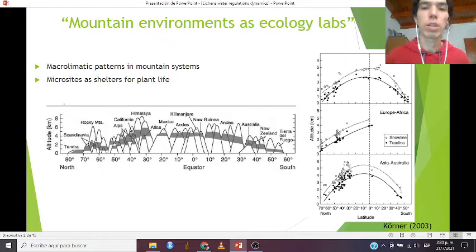We know that mountain systems have a specific climatic pattern and they shape alpine life in general. For example, the tree line. And we also know that mountains are not perfectly homogeneous, so microsites are very relevant to plant life and alpine life in general as well. They can explain endemism patterns and other patterns of biological populations. Highly interesting.